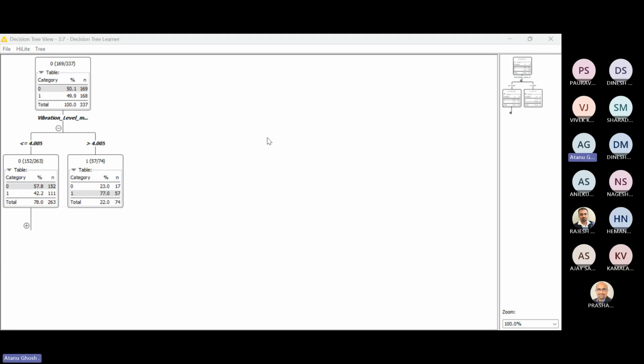Okay, great. So it is saying that when the vibration is more than 4.005, it has total 74 observations where the vibration was more than 4.005. Out of 74 observations, in 17 the machine did not fail, and in 57 the machine failed. That means there is a 77% possibility or probability to say that the machine will fail if the vibration is more than 4.005.